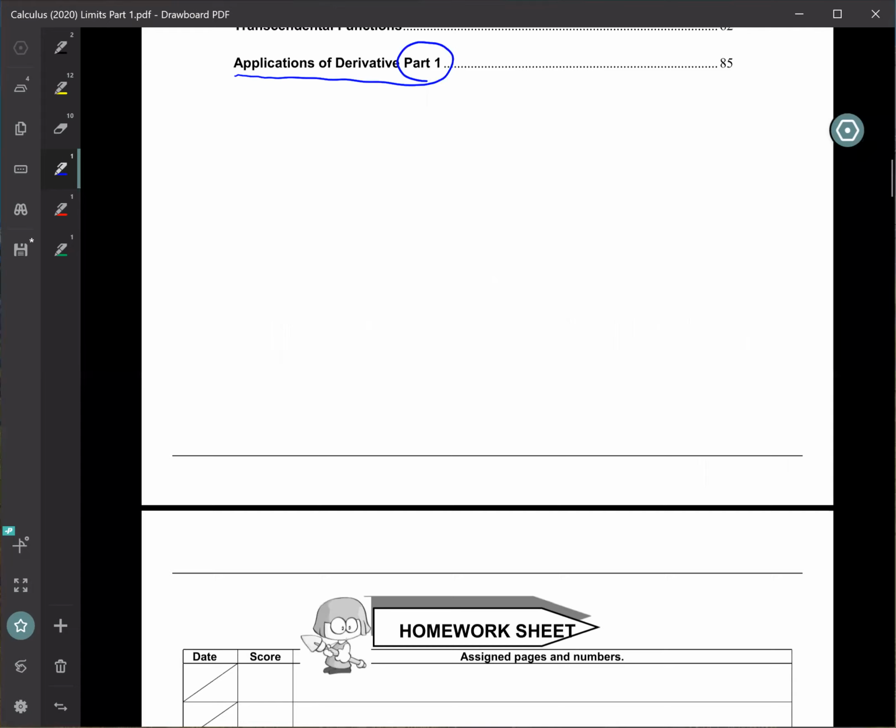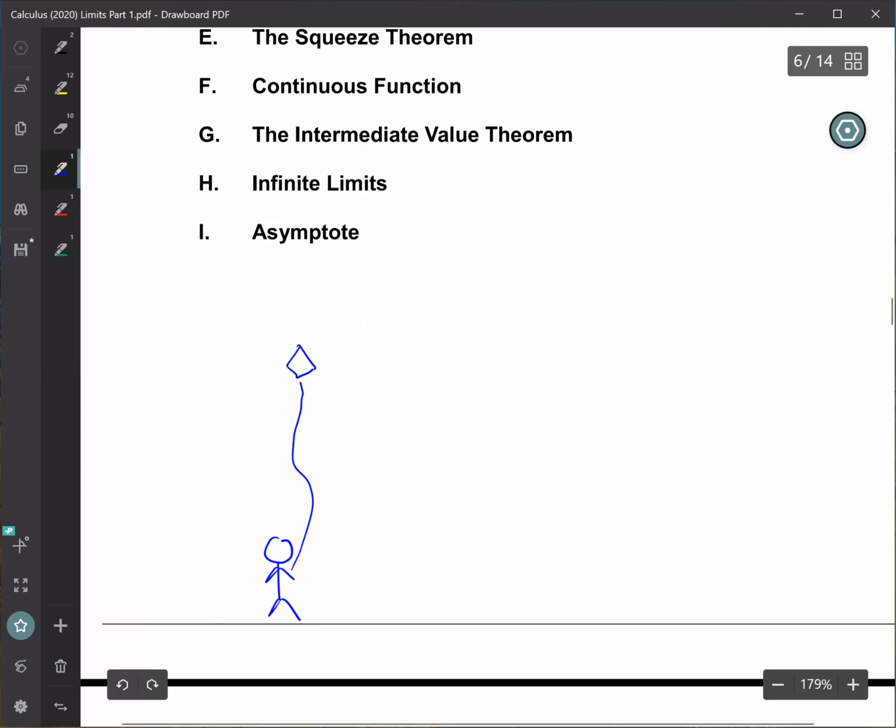Before I begin, I usually like to use something else to further explain limits. The first topic is limits. The way I usually think is, imagine yourself walking on the ground, holding a kite. So here's kite flying. As you walk along, the kite will be flying up and down.